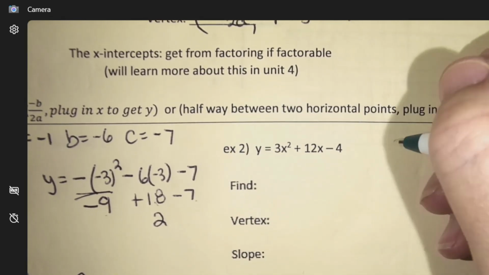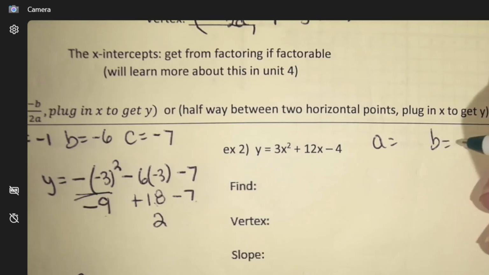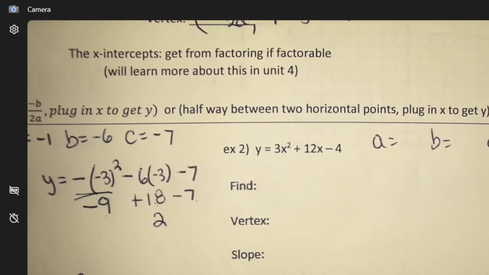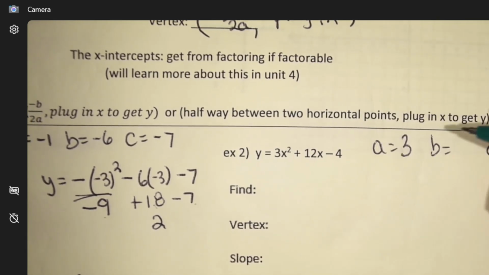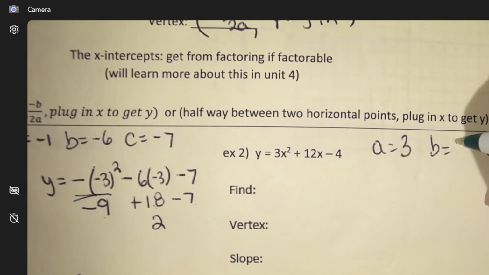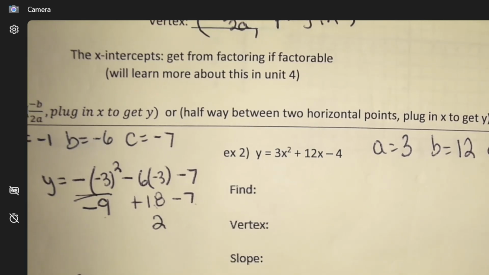Okay, number 2 here. Let's check out our A, B, and C values first. Okay, so my A value is how many x squareds? 3. 12 x's and -4 constants.